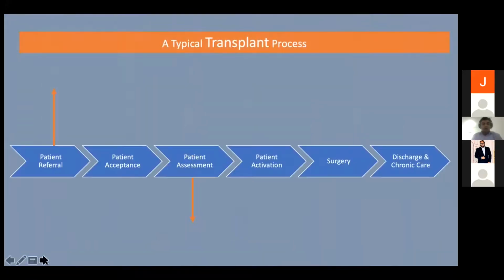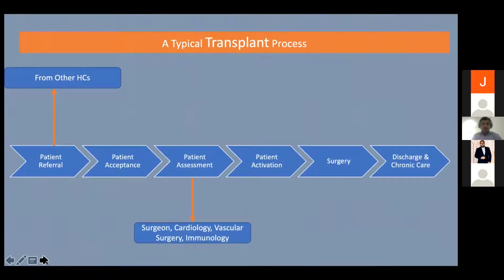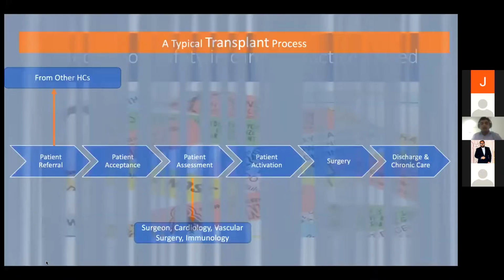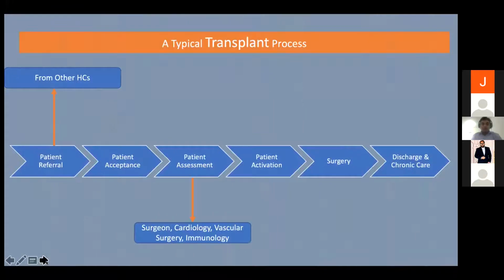Now, in a typical transplant process, usually the patients are referred from outside or other healthcare facilities to the transplant centers, and the patient is accepted. Then the patient is assessed by a cardiologist, surgeon, vascular specialist, various parameters, and immunology as well. Once it is decided with the donor, effective counseling takes place with the help of transplant coordinators, then the patient is activated and surgery is done, and discharge and chronic care follow.